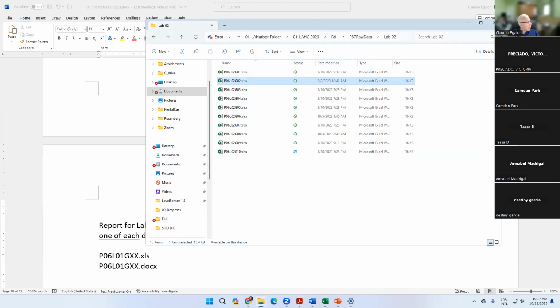Group 1, you have your spreadsheet there. Group 2, you have your spreadsheet there. Group 3, just uploaded your spreadsheet. Group 4, don't forget it's lab 02, the one that we are doing right now. And group 6. Okay, so you can go ahead and download it. I'm going to use this one as my sample.